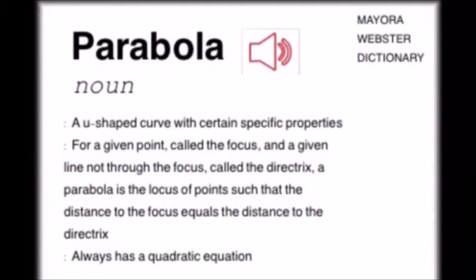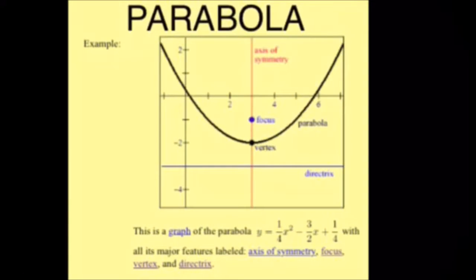So a parabola always has a quadratic equation. So this is an example illustration of a parabola in a graph. This is a graph of the parabola y is equal to 1/4 x squared minus 3/2 x plus 1/4 with all its major features labeled: axis of symmetry, focus, vertex, and directrix. Now let us try to identify each part.